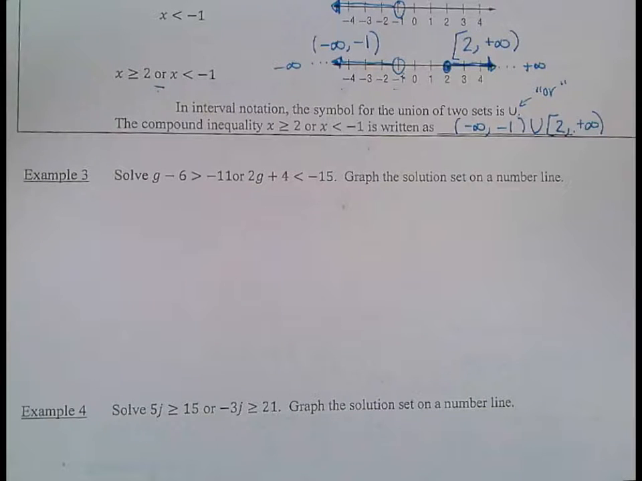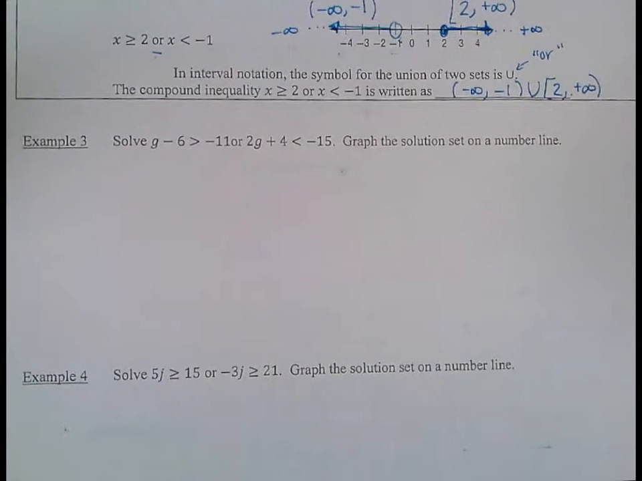And that's because you see the two separate areas of the graph that are shaded, whereas in the previous examples, there was just one range of values that was shaded together. So we're going to look at example 3.